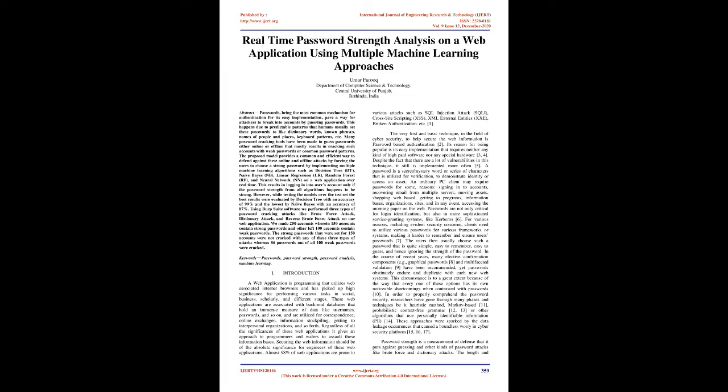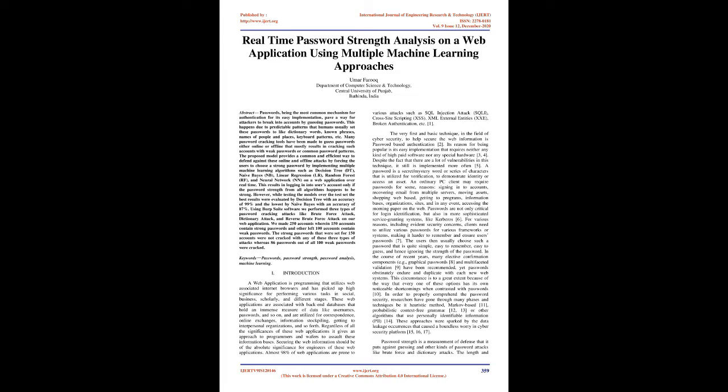However, while testing the models over the test set, the best results were evaluated by decision tree with an accuracy of 99% and the lowest by naive Bayes with an accuracy of 87%. Using Burp Suite software, we performed 3 types of password cracking attacks like brute force attack, dictionary attack, and reverse brute force attack on our web application.